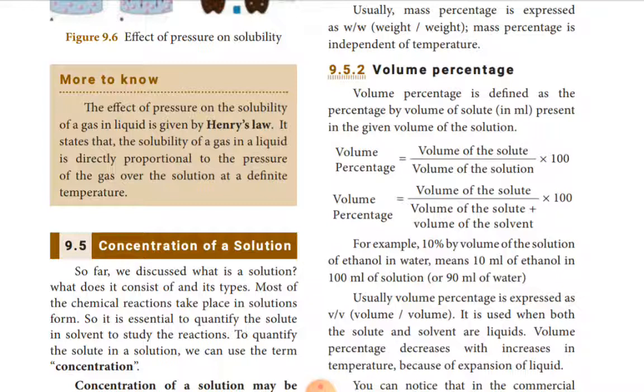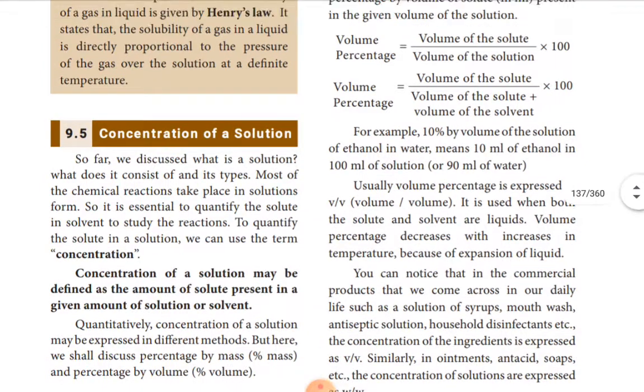Usually volume percentage is expressed as V per V, that is volume per volume. It is used when both solid and solvents are liquid. Here both the things are in the state of liquid. It is used when both the solid and solvents are liquid.